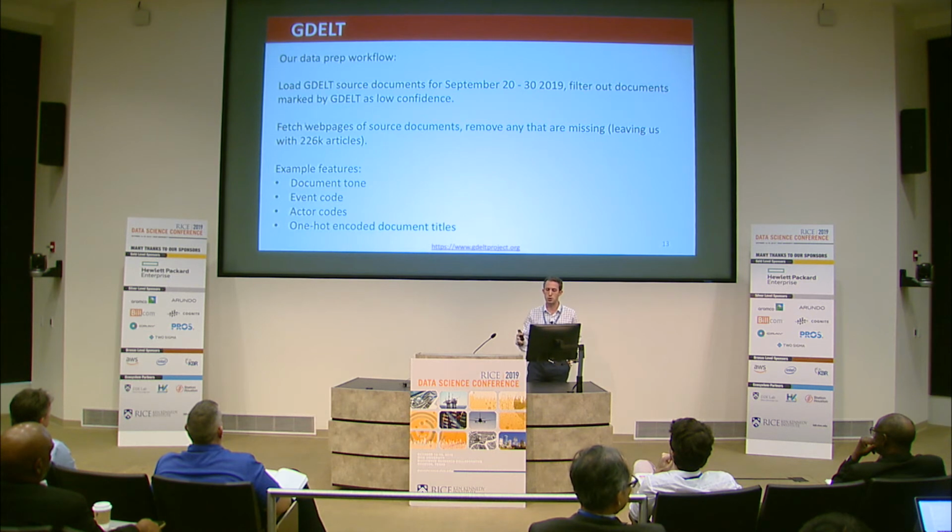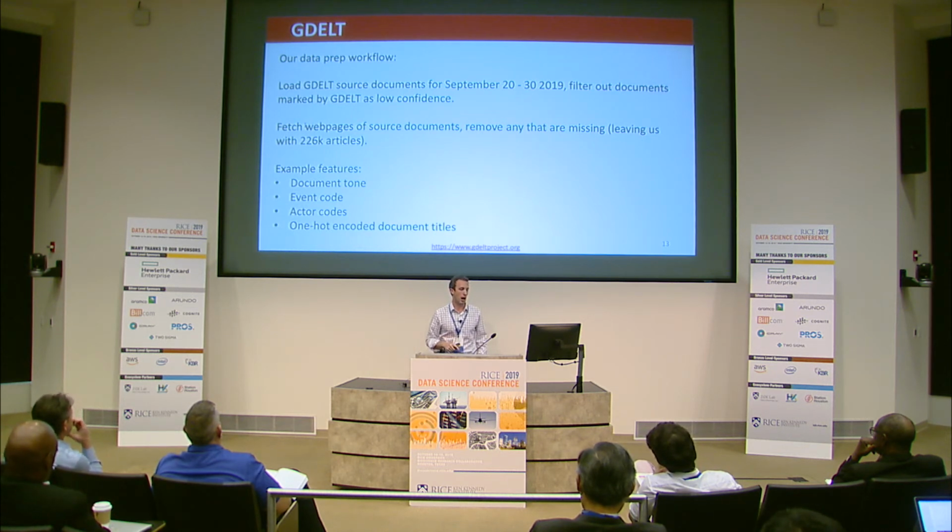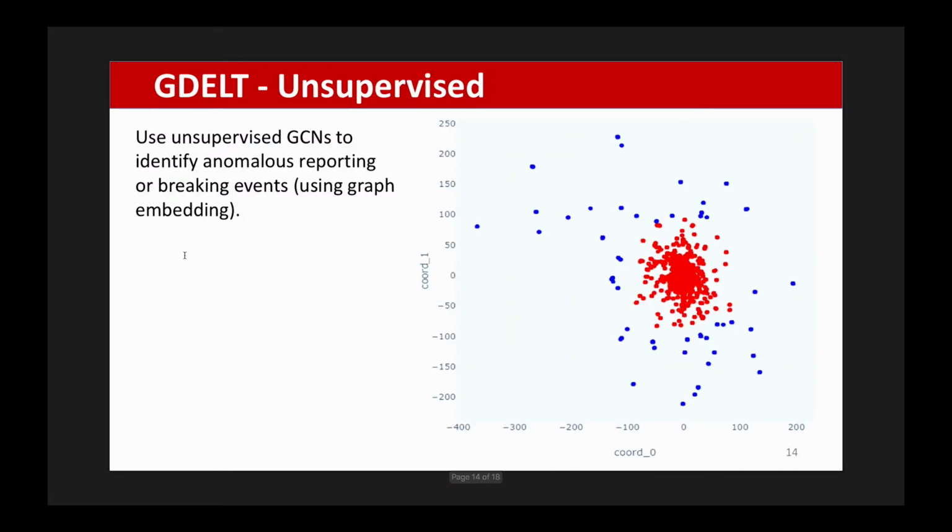And then we built features out of that, things like the document tone, the type of events they were referencing, the actors that were referenced in those events, as well as one-hot encoded document titles in order to pull out some actual keywords and things. And so what you can do with this is, once you've built that data set, you can just randomly initialize a GCN and feed it through that network, and it'll give you something that looks like this.